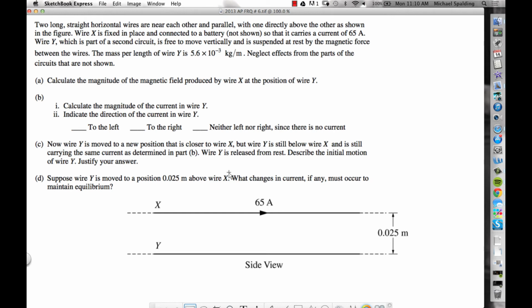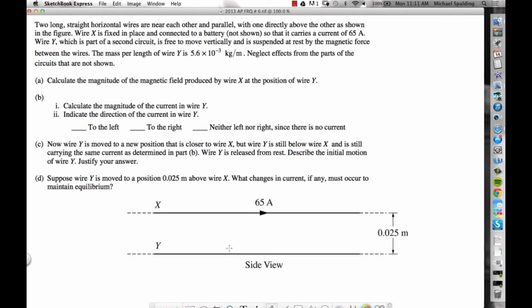Okay, so this is 2013 free response number 6 on magnetic fields. What I'm going to do, I need room to solve this. So here's the given question, but I'm going to erase the text. So you should have this problem in front of you as we go through it.